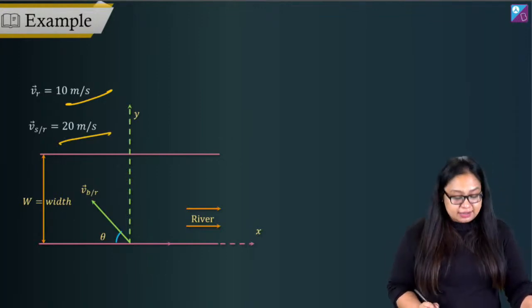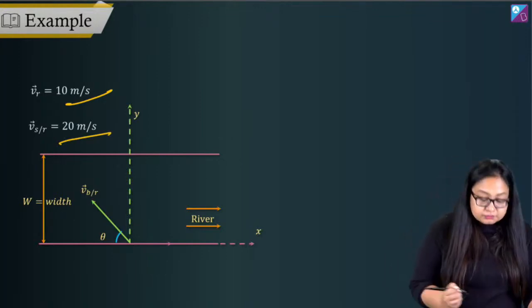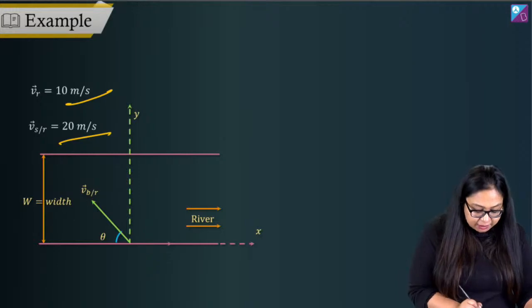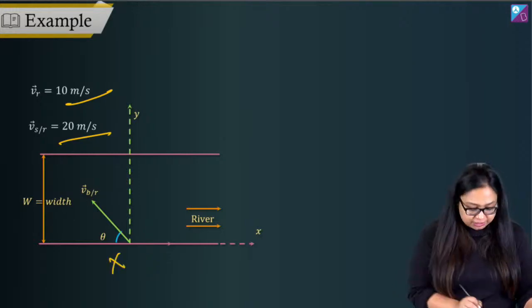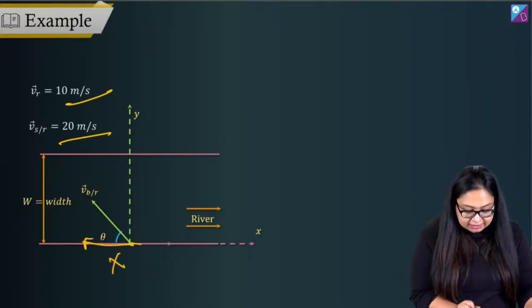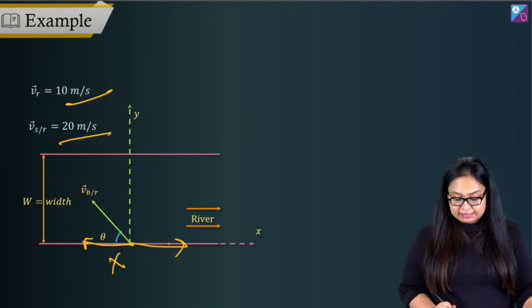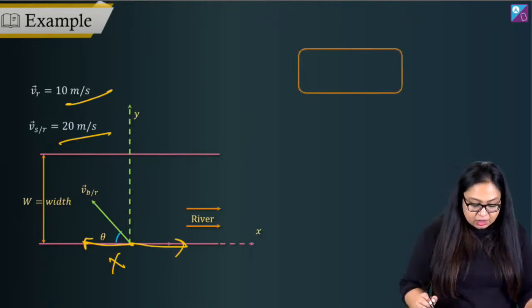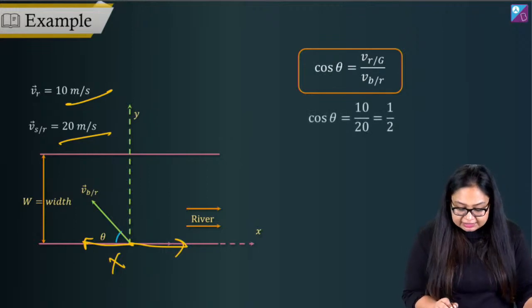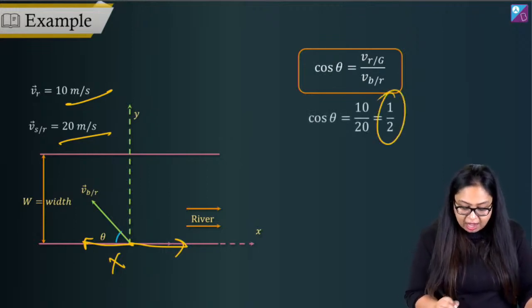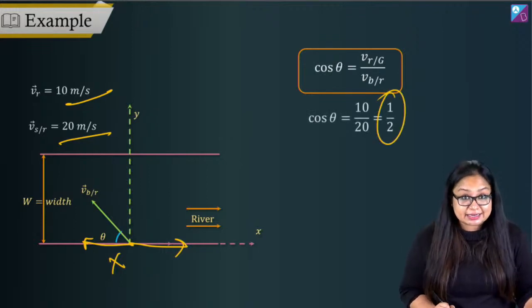So, what do I say? If I want the shortest path, that means I want the x direction velocity cancelling out. That means I want VBR cos theta and VR cancelling out. There we go. VBR cos theta is cancelled out by VR. That gives me cos theta is equal to half. Theta is equal to 60 degrees.